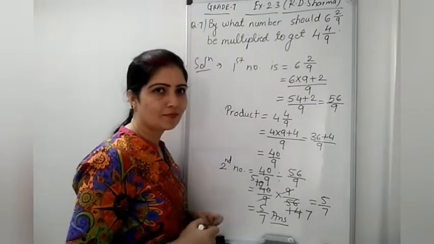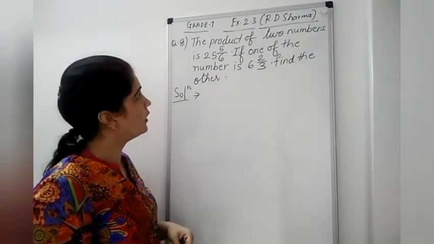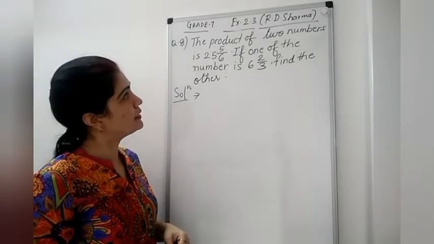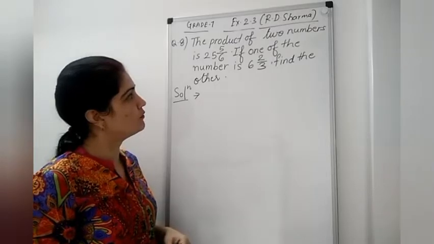Friends, now we are going to solve the next question from exercise 2.3, question number 8. The product of two numbers is 25 5 upon 6. If one of the numbers is 6 2 upon 3, find the other.